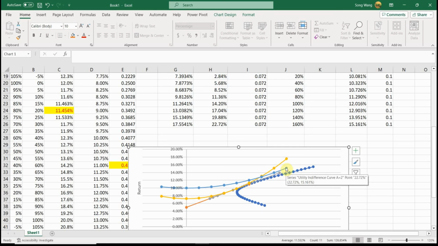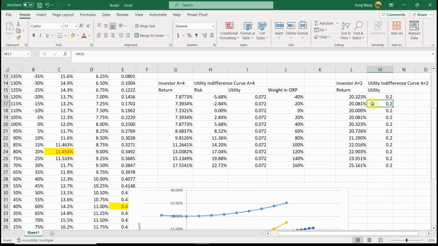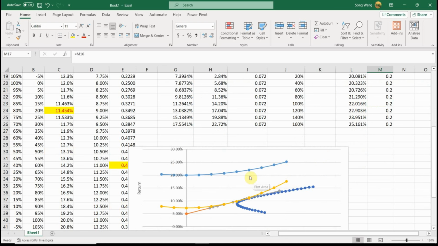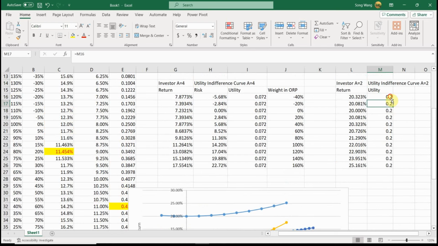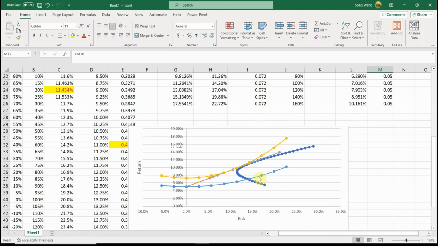As you can see, for A equals to 2, the curve will cut the capital allocation line right here. But you see, this utility is still too high, right? If I put it as 0.2, it's even higher. It's more unrealistic because that person cannot reach such high utility. Okay, and if I put it as 0.05, you can see this indifference curve is just too low. It's not the best we can get.